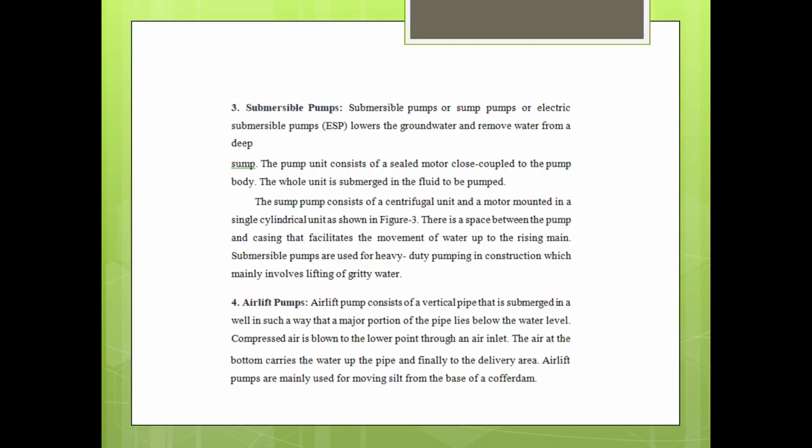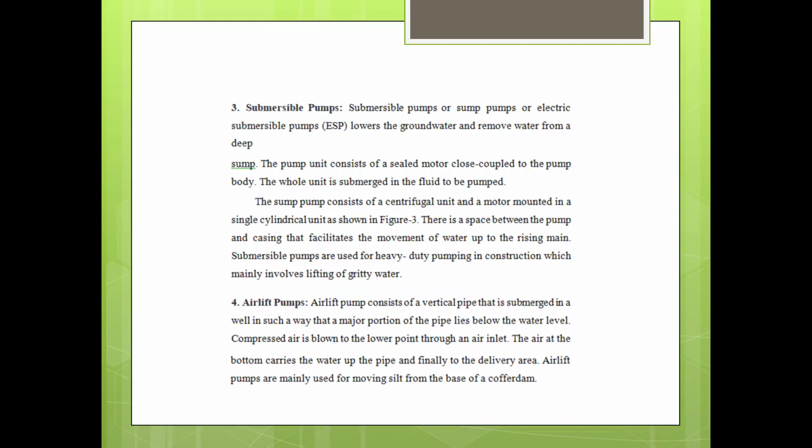Submersible pumps. Submersible pumps are also called electric pumps, and are known as ESP. The pump consists of a sealed motor close-coupled to the pump body. The whole unit is submerged in the fluid to be pumped. Further, there is a space between the pump and the casing that facilitates the movement of the water.